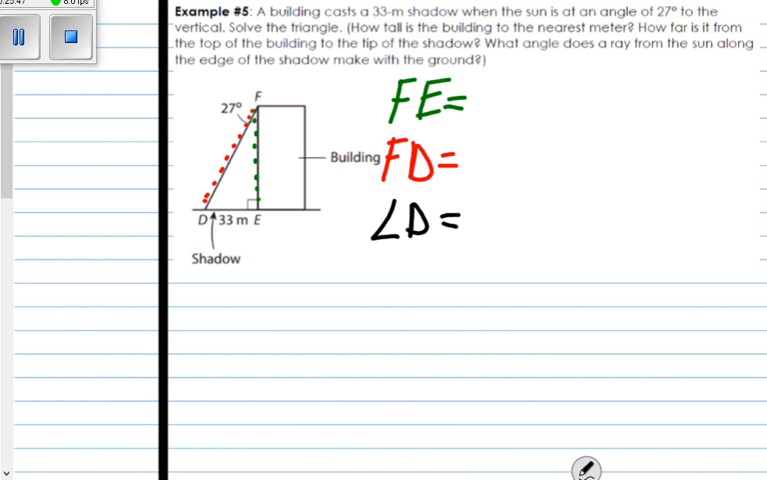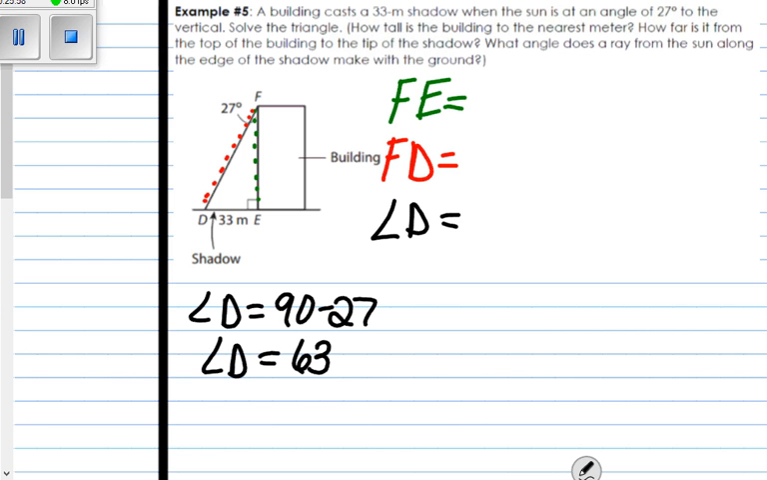Oh, so just take 90 minus 27. So angle D is 90 minus 27. So how much is angle D? 63. So we already found it. We don't even have to do any inverse stuff. 90 minus 27, we have angle D. That's good.